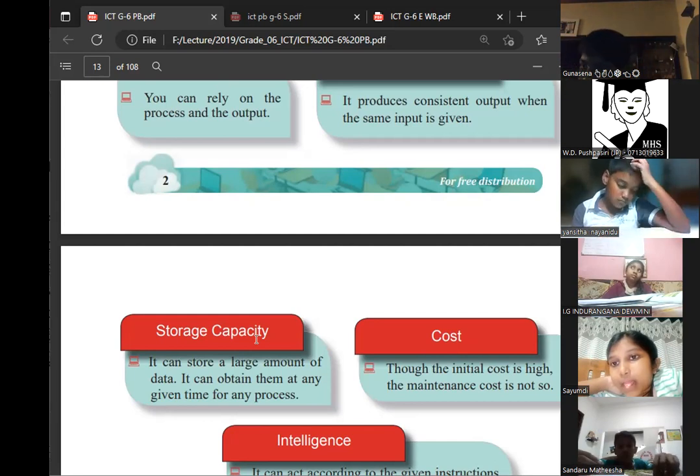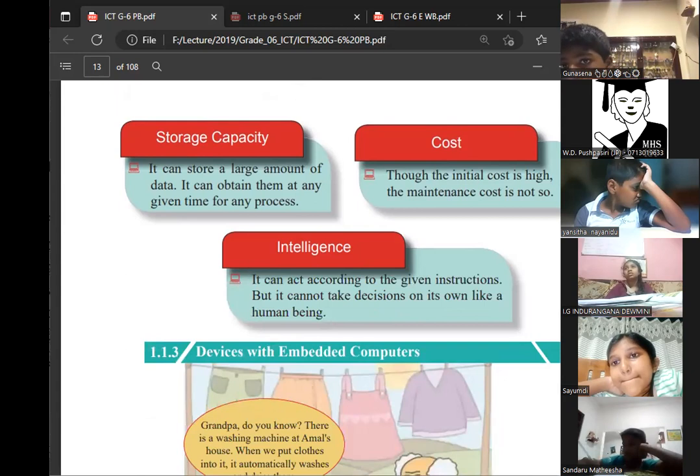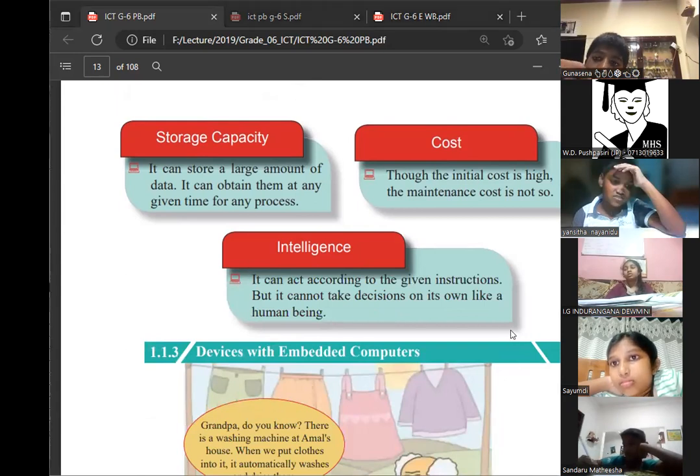So we can make cost-effective methods to use the computer. Next thing is intelligence. So the computer has some sort of intelligence.